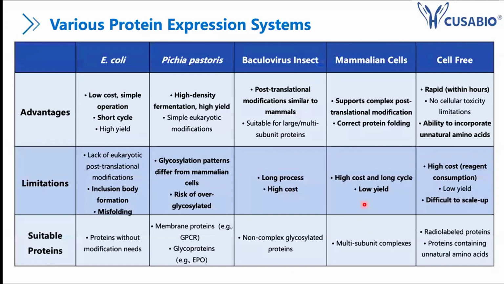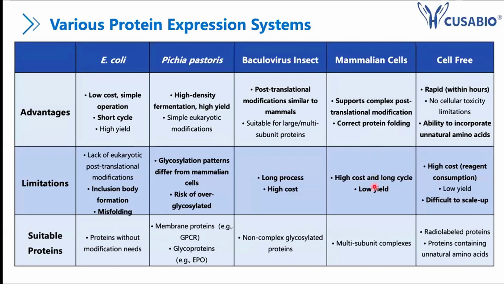This slide is a table summarizing the advantages, limitations, and the suitable proteins for each expression system. To be simple, E. coli has low cost, simple operation, and the turnaround time can be short, but correct folding is not guaranteed, especially for complex proteins. Compared to this one, mammalian cells are much better, but the cost can be high and the cycle can be long.